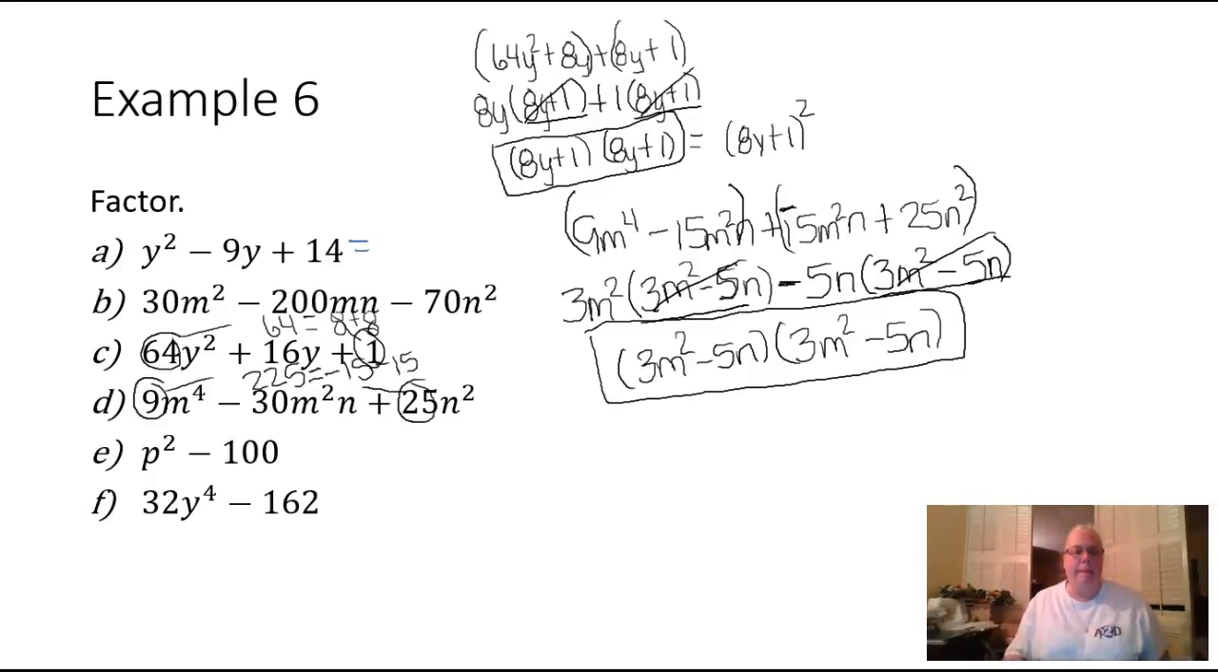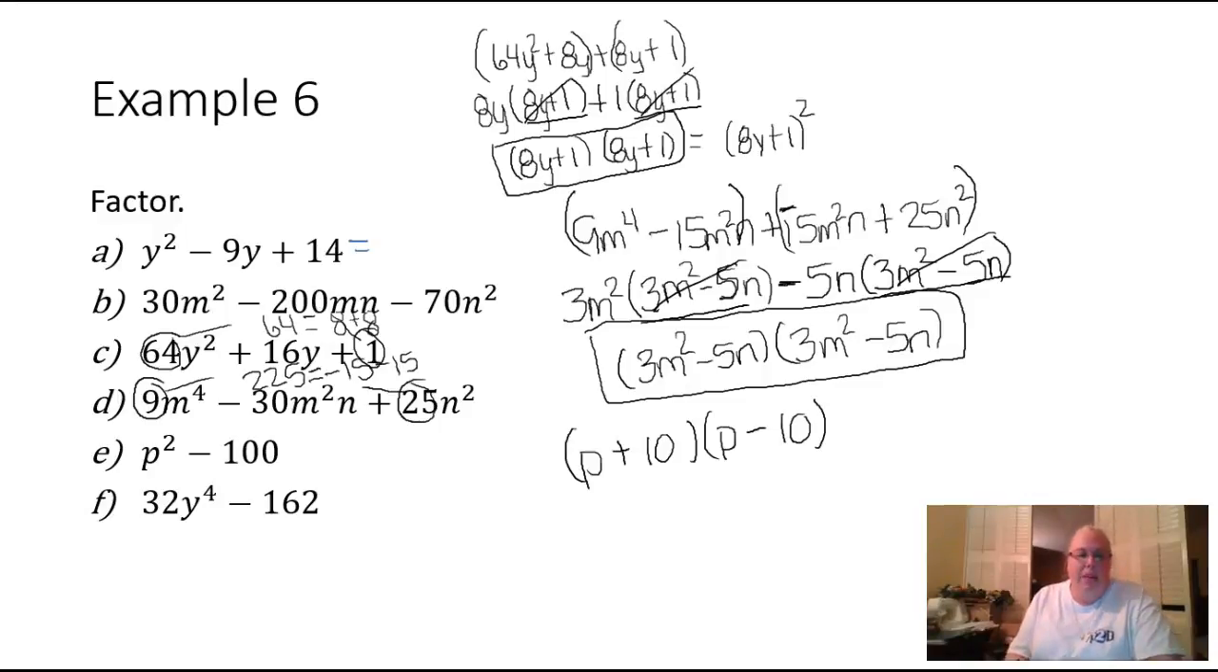All right, E, this is a difference of squares because p squared is a perfect square, 100 is a perfect square. These factor pretty quickly. You just go ahead and you draw your two parentheses in there, and we know that p times p will give me p squared, and 10 times 10 will give me 100. And since there's no middle term in here, I know that one of these is going to be positive and the other one's going to be negative. And there's our answer for E.